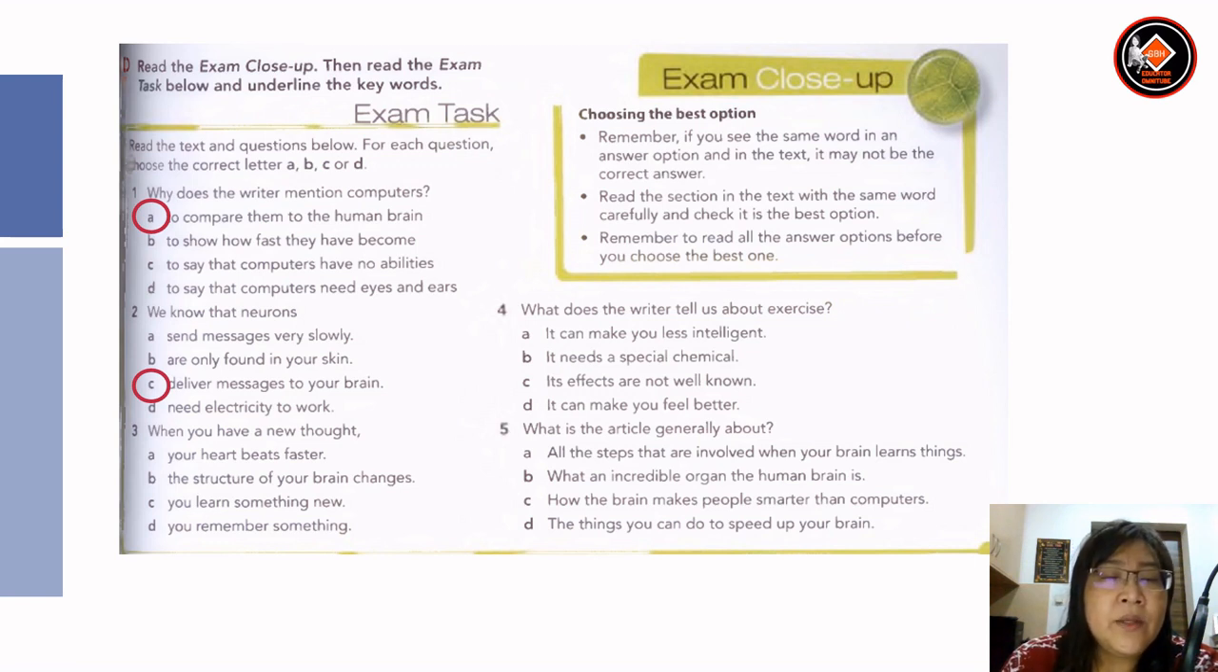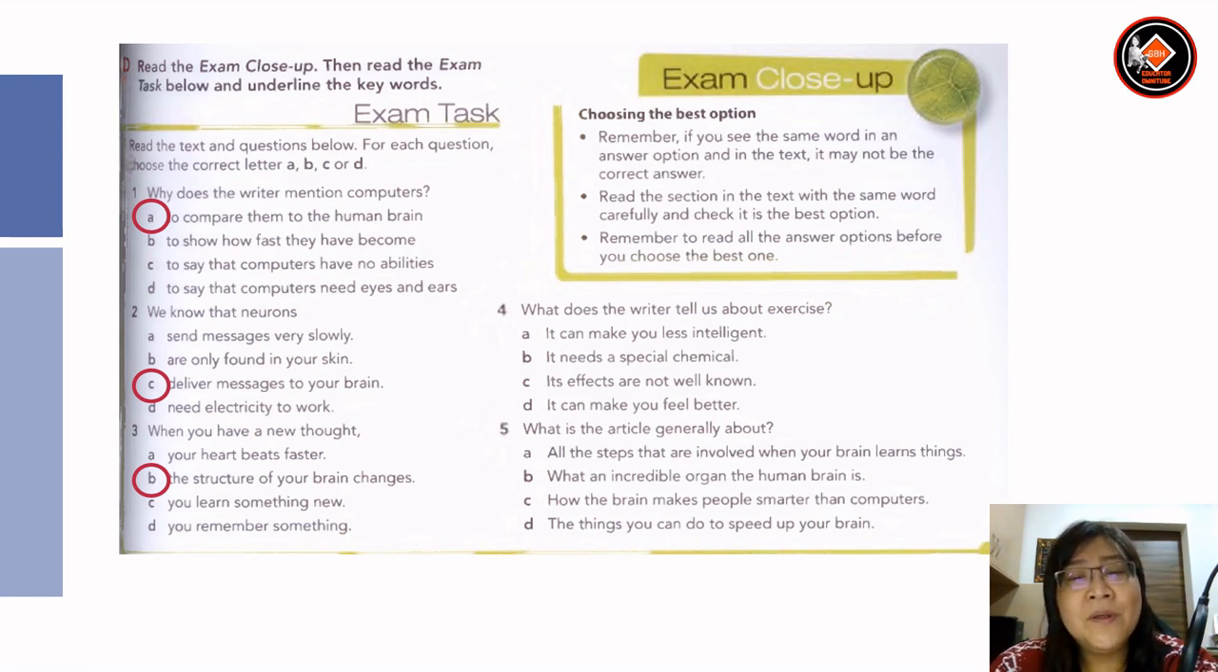Number 3. When you have a new thought: A. Your heart beats faster. B. The structure of your brain changes. C. You learn something new. And D. You remember something. So the answer is B. The structure of your brain changes.